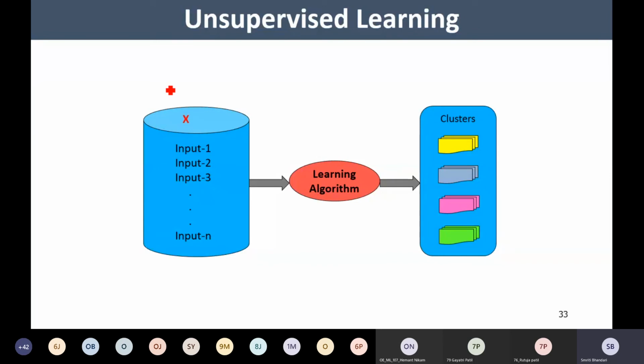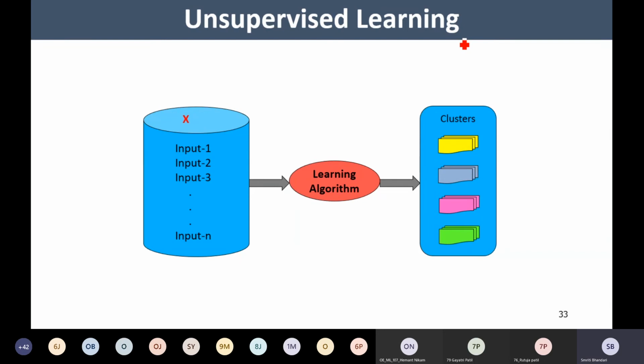As we have seen already, in unsupervised learning, our data comprises only X. So we know the inputs, we do not know the labels, we do not know output Y. This data is provided to my learning algorithm, and it will group the similar data items together. Whatever my X is, it is grouped into various clusters. These groups are known as the clusters, right?